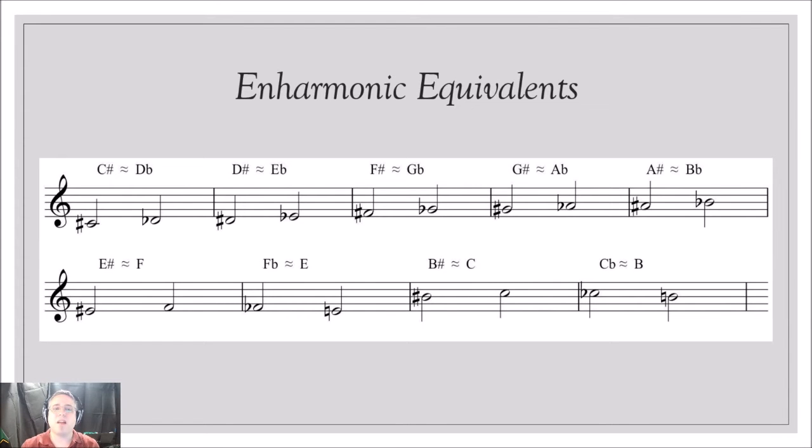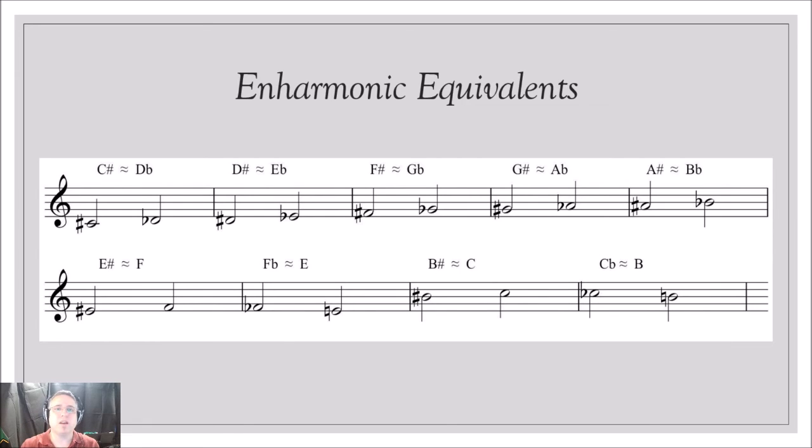Now, notes that are enharmonic equivalents of one another are notes that sound the same, but are written or spelled in different ways. For example, C sharp and D flat sound the same when played on an instrument, but they're obviously spelled differently. The reason for enharmonic equivalence is because we want to make sure that our notation is consistent.